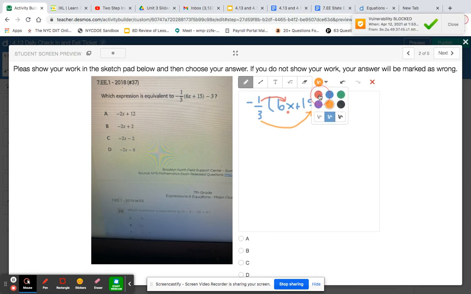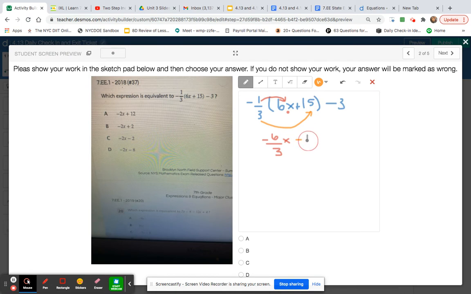So when I do that, negative 1/3 times 6x is the same thing as saying negative 6 over 3x. Remember from those videos you watched on multiplying fractions, if you're multiplying a fraction by a whole number, you just multiply the whole number by the numerator, and then you keep the denominator as is, because this is technically 6 over 1. So this becomes negative 6 over 3x. And then this is going to become negative 1/3 times positive 15, which is going to be negative 15 over 3, because a negative times a positive is a negative.